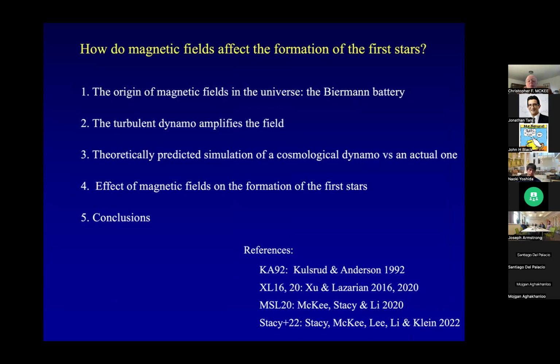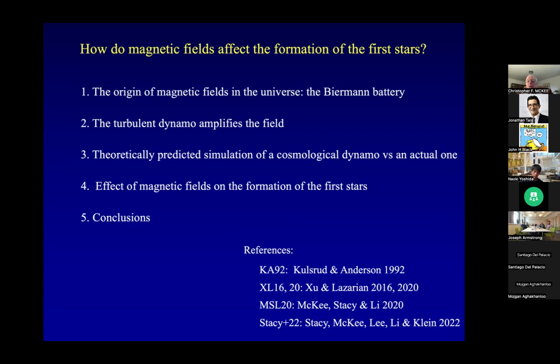Then to give a theoretically predicted simulation of cosmological dynamo versus an actual one. In other words, what we did was we wrote a paper in which we used theory, both of the theory of the dynamo and theory of the simulation, to predict what the actual simulation would give. And so we'll compare those, and then discuss the effect of magnetic fields on the formation of the first stars, and with conclusions.